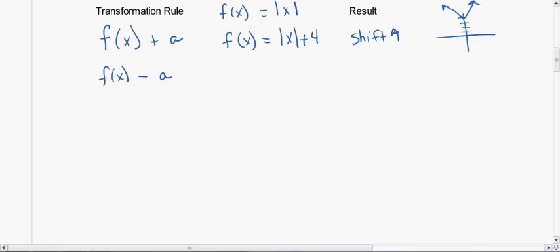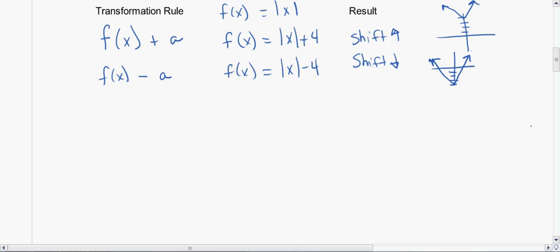A similar thing will happen if I subtract something from my function. I'm still outside my function, subtracting something from it. How about if we subtract 4 from the absolute function? This is going to result in a downward shift. So it's going to take the whole graph and slide it down, in this case, 4 units. So that's going to look like this. Still centered around the origin, but down 1, 2, 3, 4.